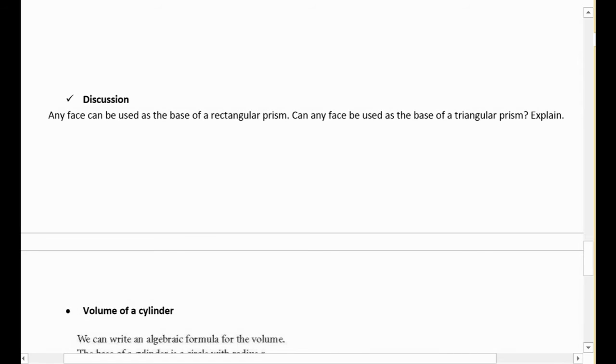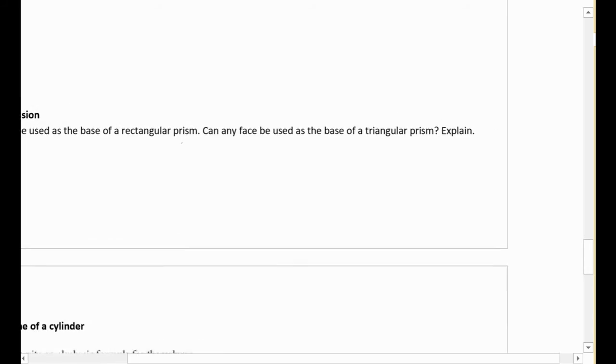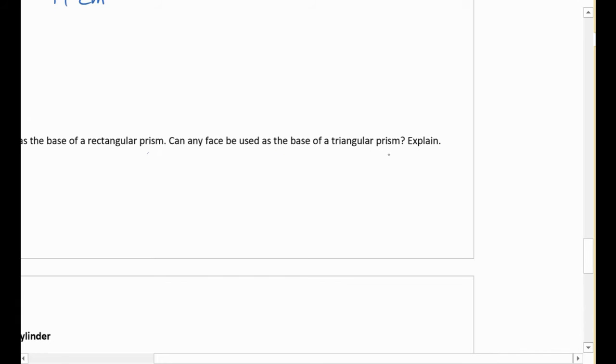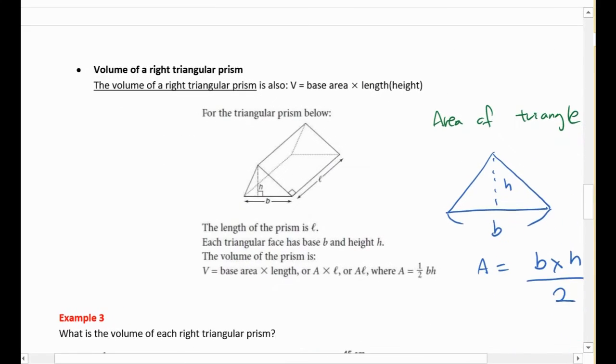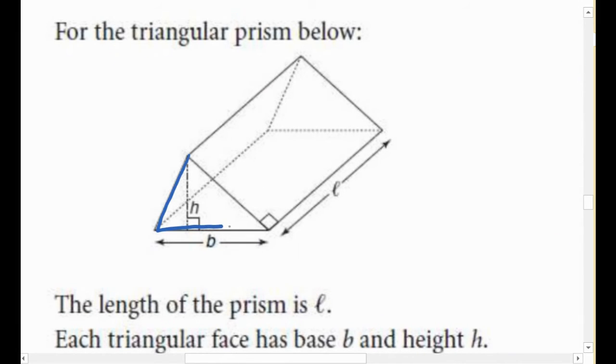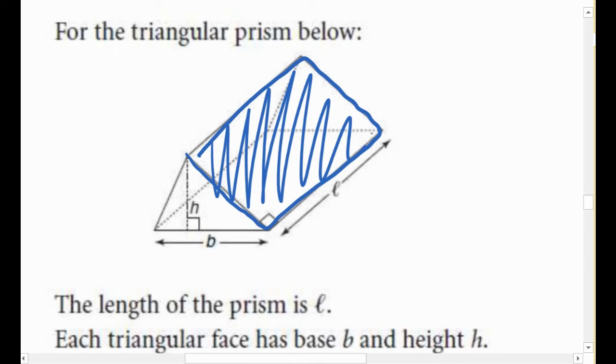Okay. Discussion. Any face can be used as the base of a rectangular prism. So we learned this. And can any face be used as the base of a triangular prism? Explain. Okay, everyone. So look at the triangular prism. So we used this as the base, as the bottom. Then can you actually use this as the bottom? What do you think? If we use this as the bottom, where is the identical top?